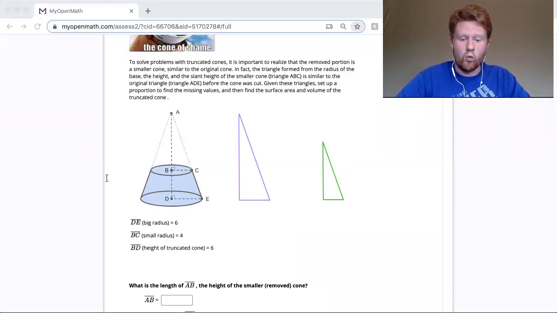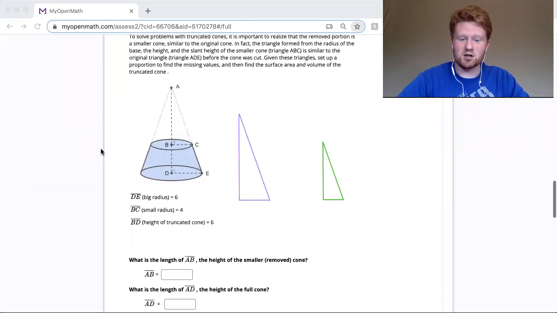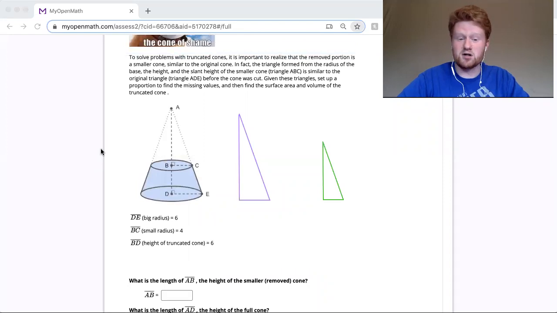So we want to find the length of AB, which is the height of the smaller removed cone. When I say the smaller removed cone, that is the smaller circle base up to A, which we can represent with this smaller triangle.